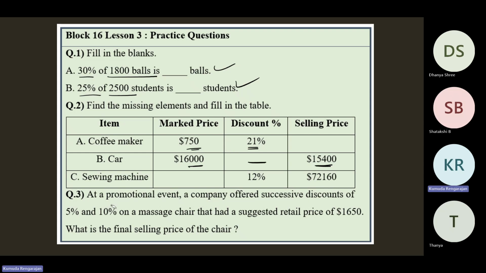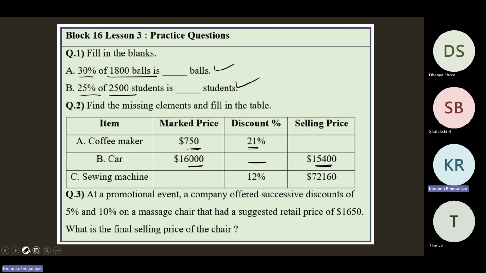And the third one, at a promotional event, a company offered successive discounts of 5% and 10% on a massage chair that had a suggested retail price, SRP, of $1,650. What is the final selling price of the chair?